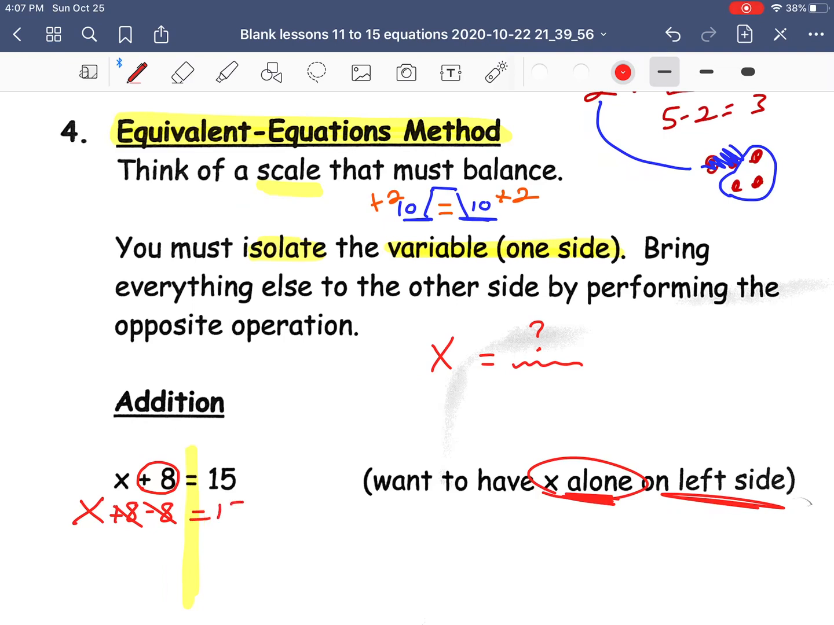If I put this -8 on this side, I must also do the same thing to this side. So if I highlight it in a different color here so you can see it, if I put that -8 on this side, I must do the same thing to this side to keep everything balanced. So in my final step, x is equal to, because these two got canceled, and then just solve: 15 minus 7 is equal to 8.